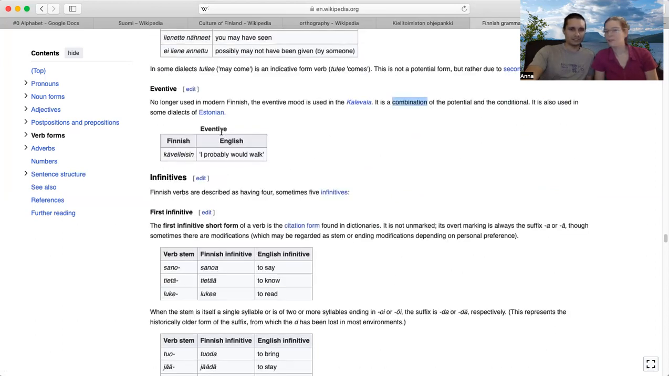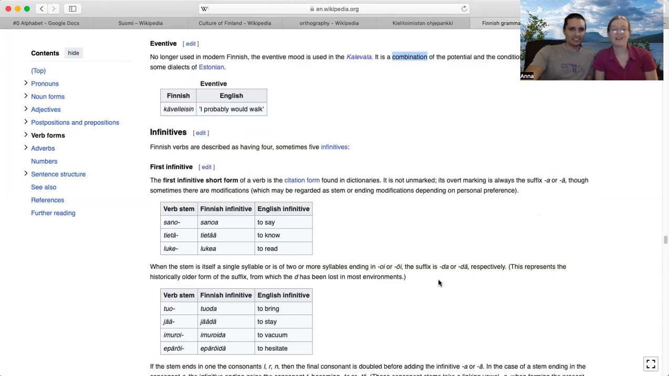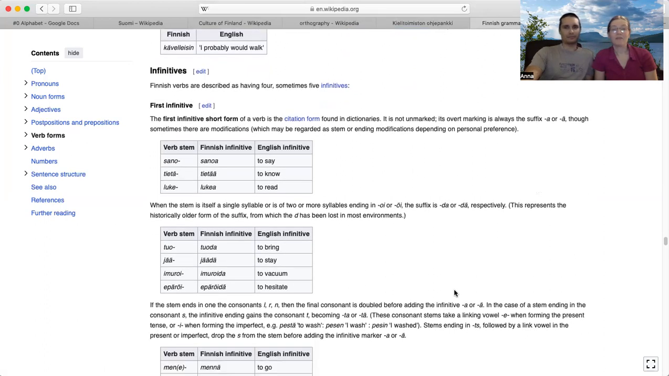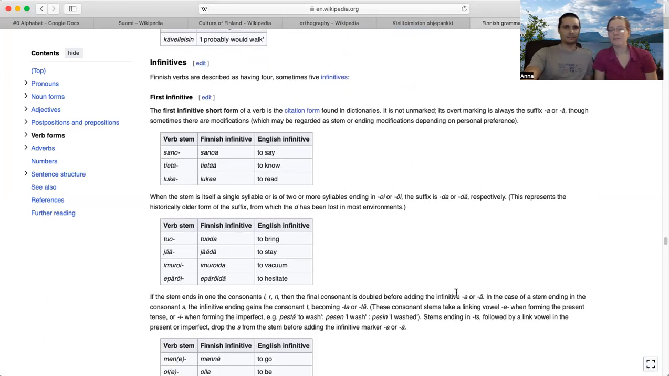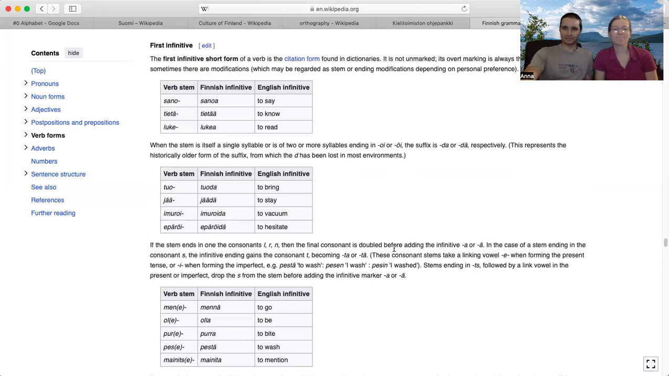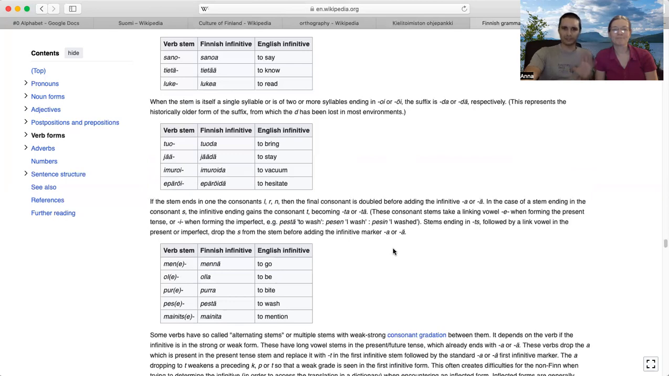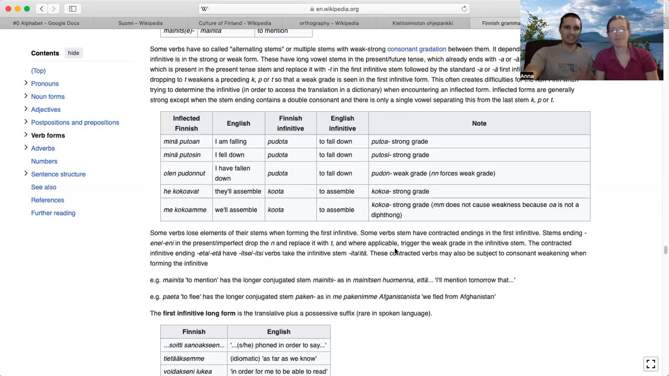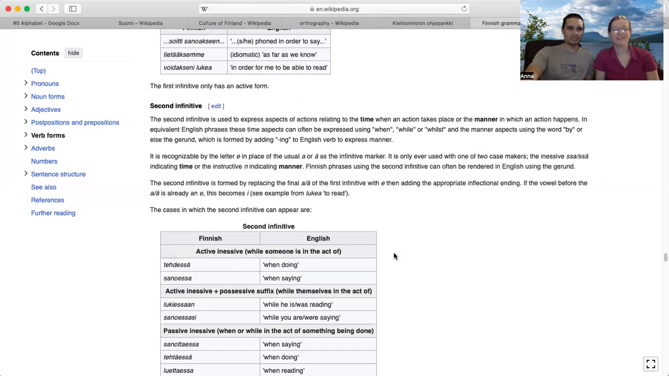Okay, new things for me as well. Yeah. Finnish has a few infinitives, not one infinitive, but several. Or was it 5? Yeah, here it says 5, but you just need to know it has 5 infinitives. Yeah, for now, that's good enough.